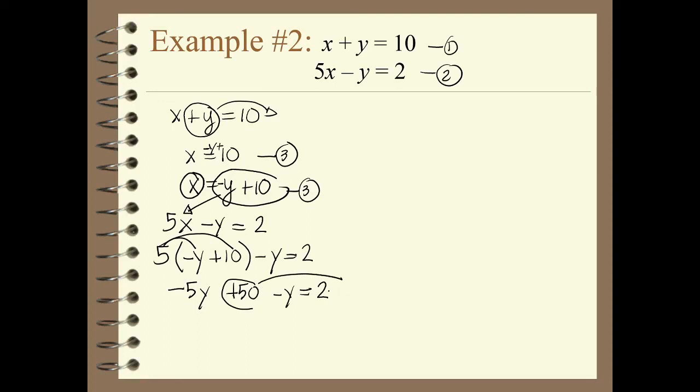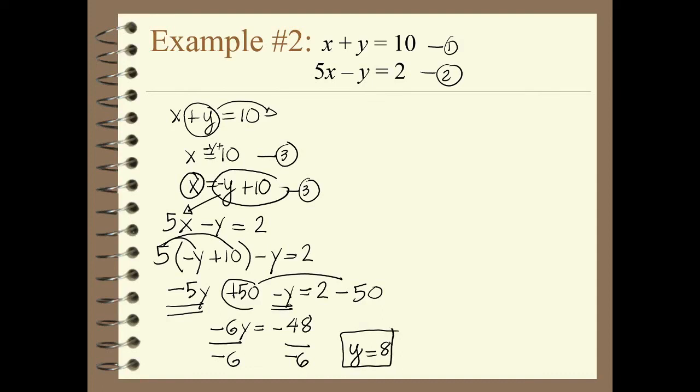This becomes negative 50. So I now have negative 5y and negative y is negative 6y. That's equal to negative 48 because negative 2 minus 50 is negative 48. Dividing both sides by negative 6, what is the value of y? It's 8. Isn't this the value of y a while ago? So it's totally the same.